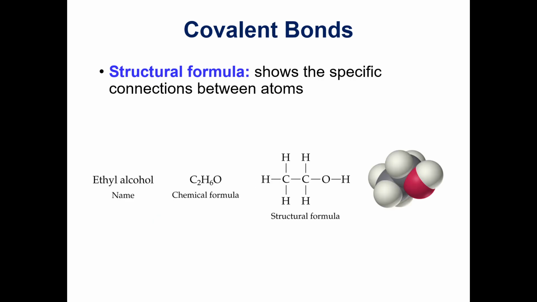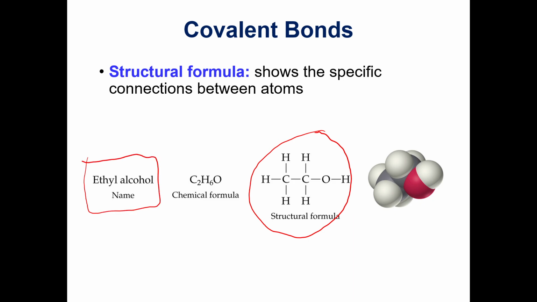There are different ways that we can represent compounds that have covalent bonds. One way is a structural formula, so we can show how all of the atoms are connected together. We can give those compounds names, and we will actually talk about in Chapter 2 how we name different compounds.